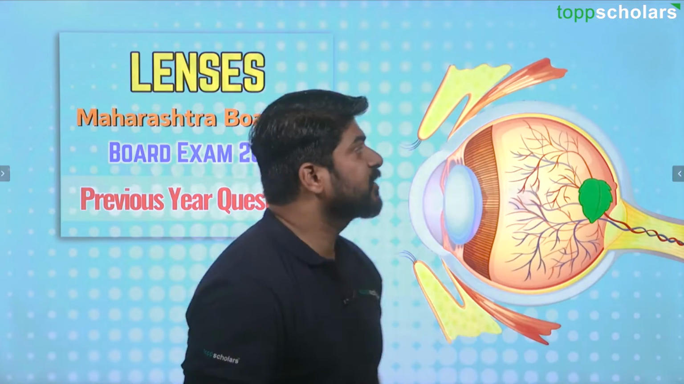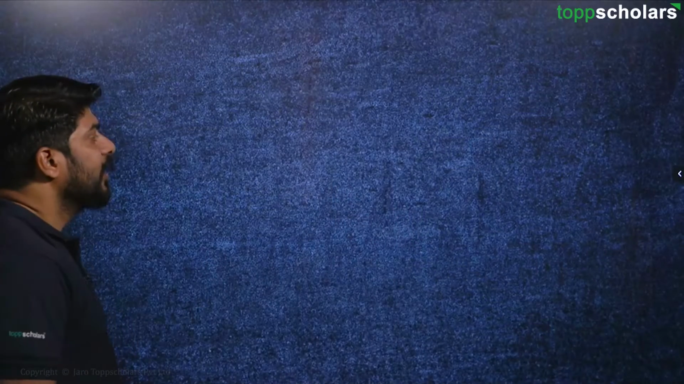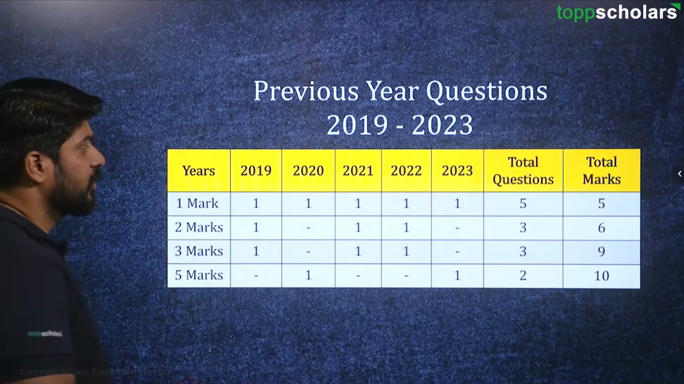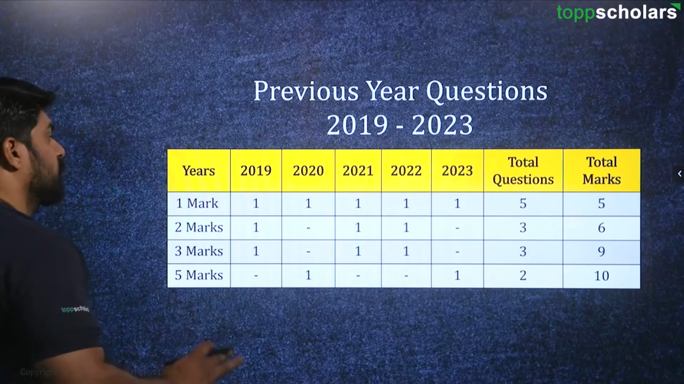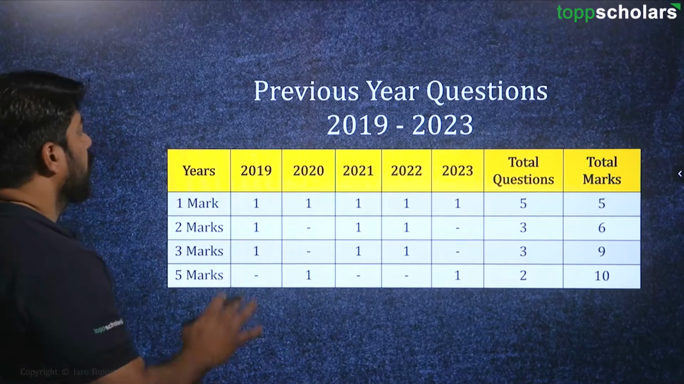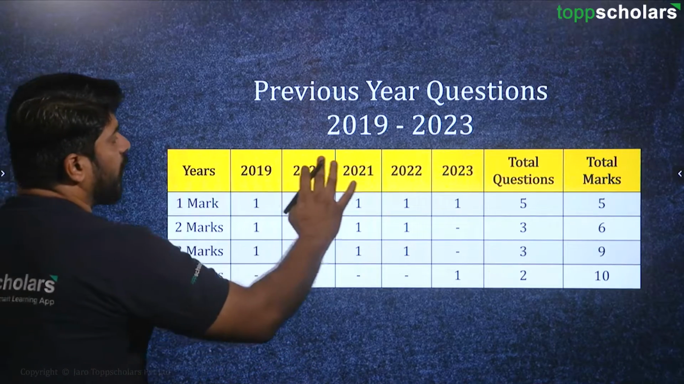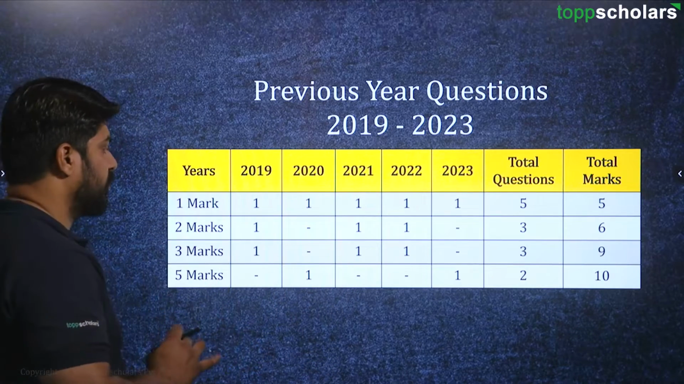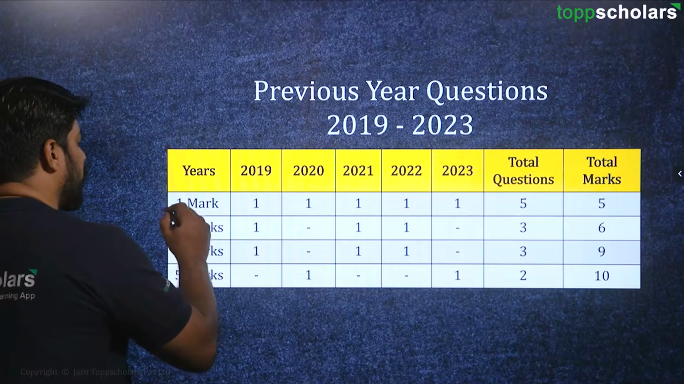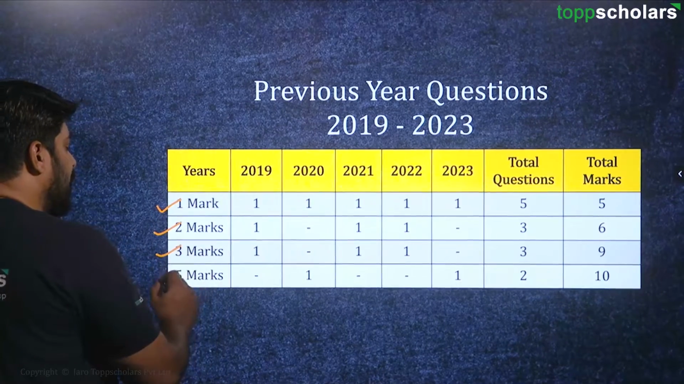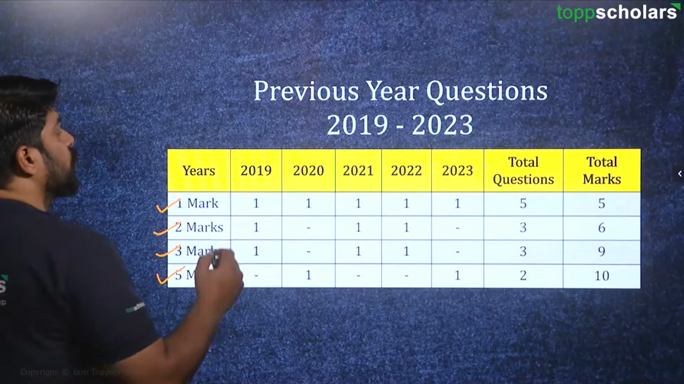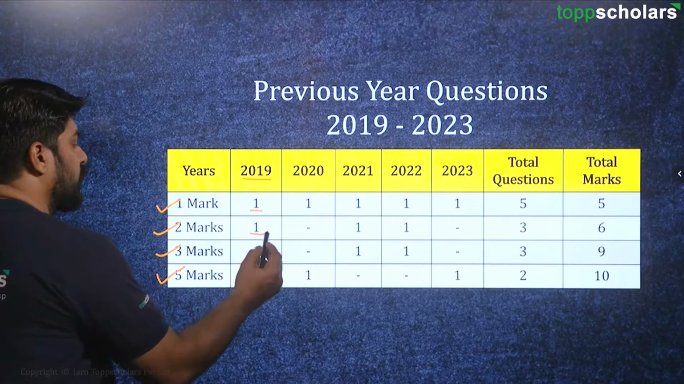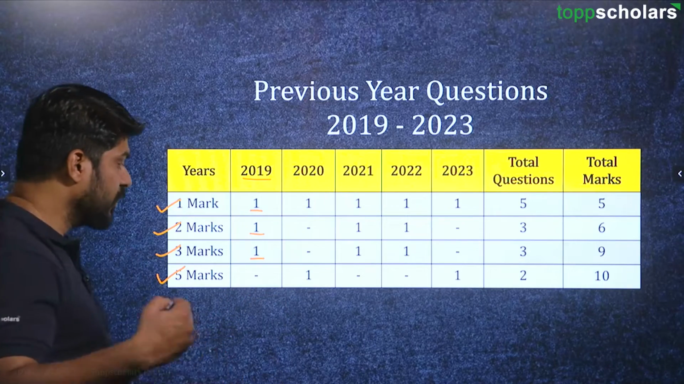Okay, so let's start with our lecture, and first of all, let's see how many questions for different marks were asked using this chart. Now look at this chart over here. We can see here in the last 5 years there have been multiple questions that have been asked from this chapter. You can see there have been some questions for 1 mark, 2 mark, 3 mark as well as for 5 marks. So in the year 2019 we had one question for 1 mark, one question for 2 mark and one question for 3 marks.